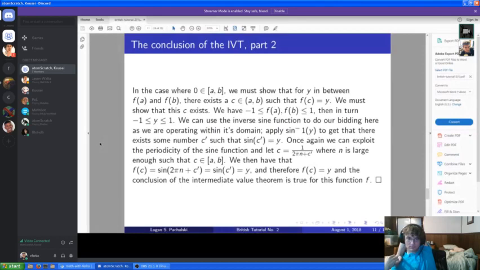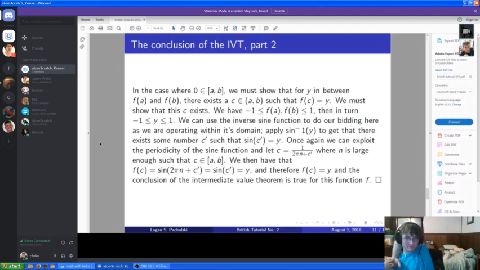We can convert the sine function to do our bidding here, as we are operating within its domain, and apply. That doesn't look quite right. Yeah, perfect. If you ever do a superscript that has more than one character, so not just like x squared, but x to the minus 2, you have to put curly braces around it, or it'll just use the first one. Cool.